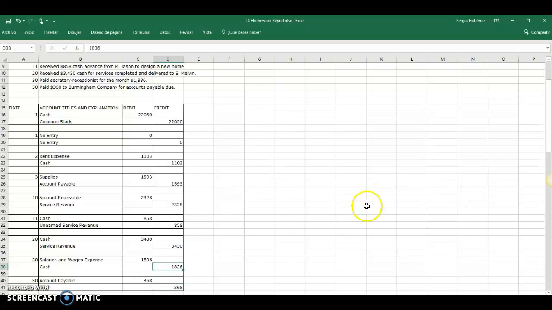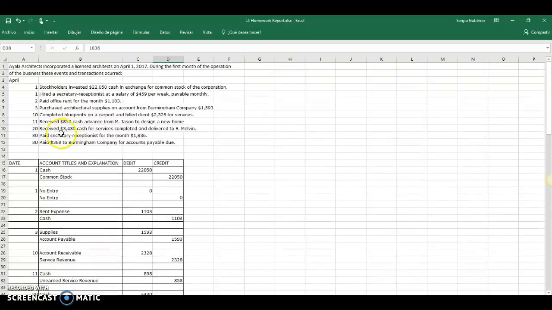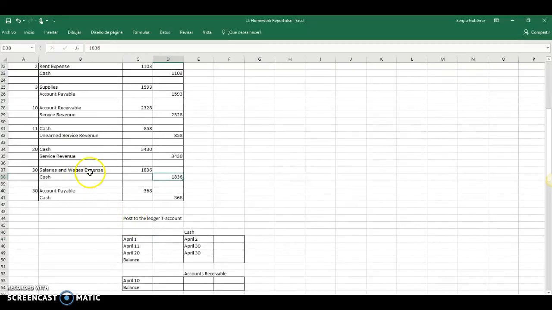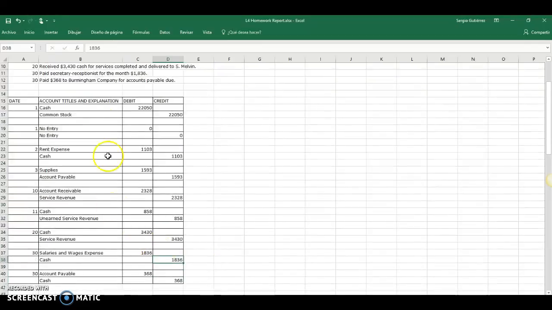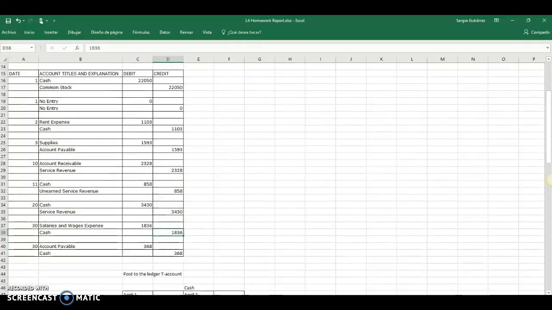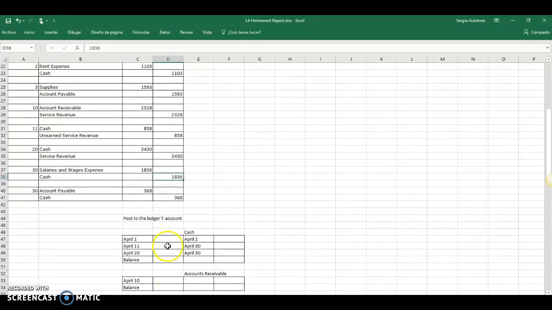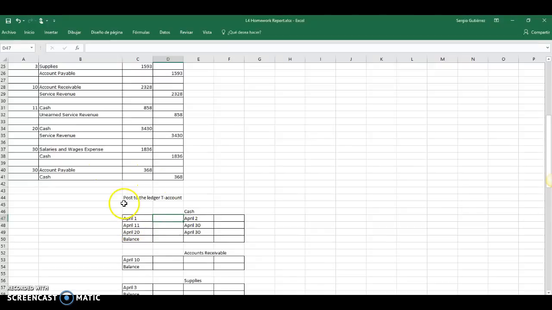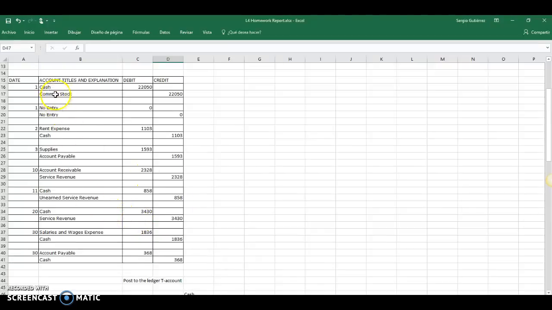So now we have journalized all the transactions of the month of April. Now what we are going to do is to post this information on the Ledger T accounts. So what we have to do is to transfer this information to the Ledger. So we are going to do it in the same chronological order, and we're going to start with the account cash.